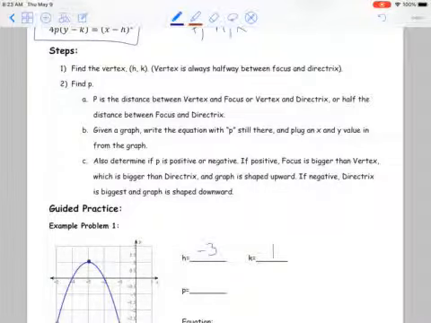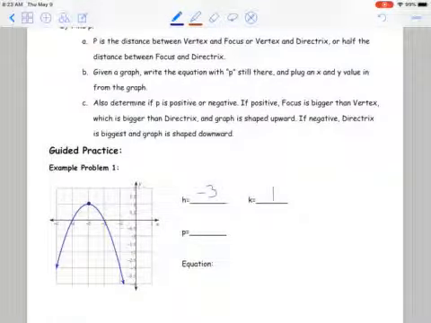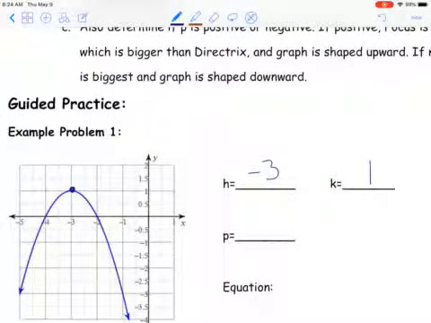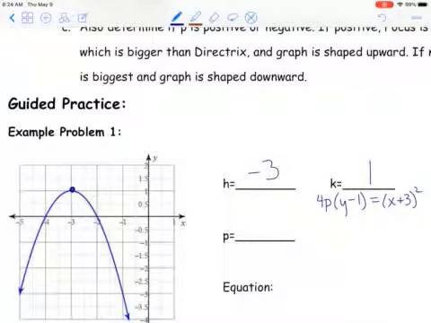Now, if you have a graph, P is a little trickier to find. If you just have the points, P is going to be between the focus and the vertex. But with a graph, we actually have to see, okay, my equation is 4P(y minus our K) equals (x minus our H) squared. But I don't know P.